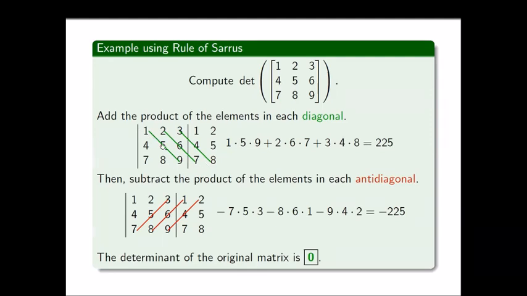We take their product, so we get 1 times 5 times 9, 2 times 6 times 7, and 3 times 4 times 8. And when we multiply them and add them, we get 225.